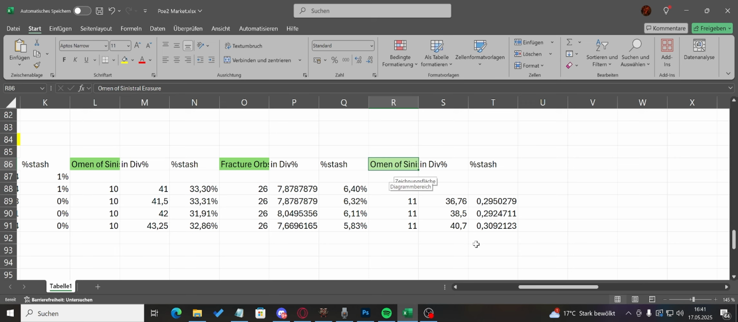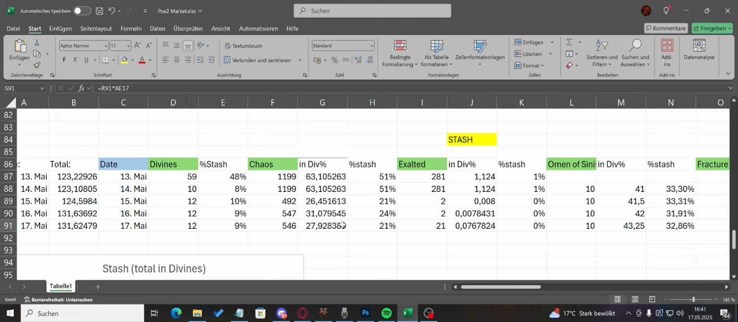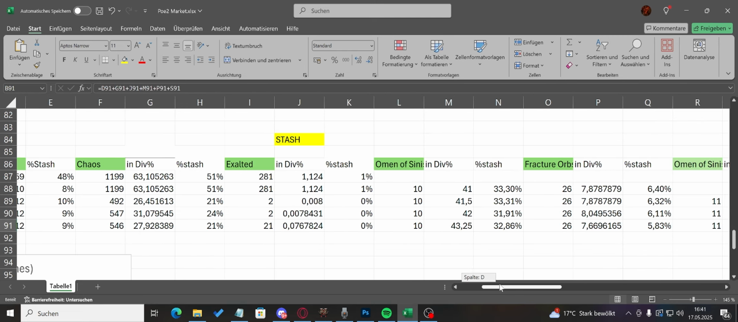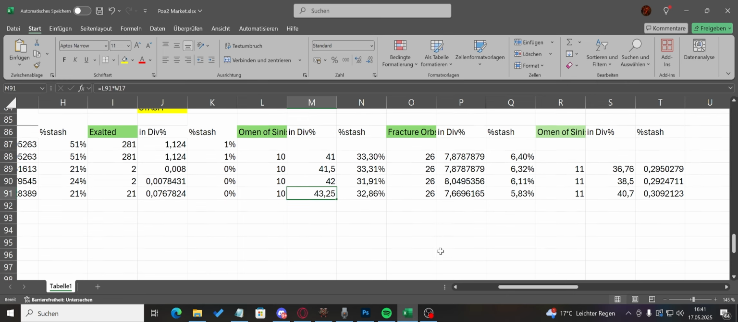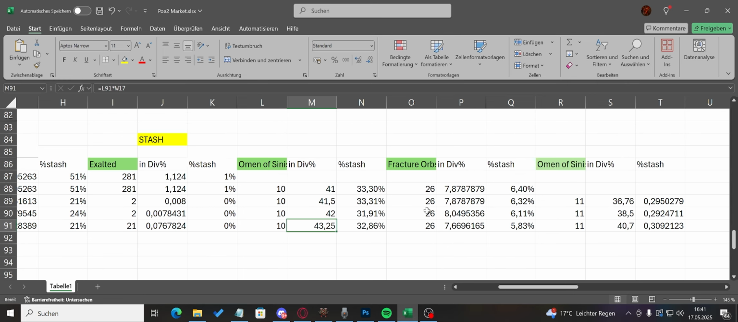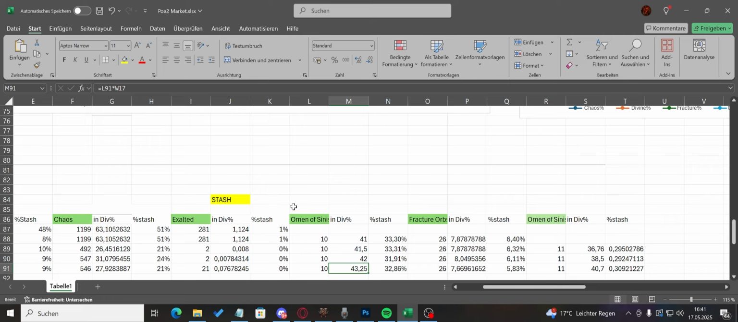And I simply type in the amounts that I have invested into the different currencies and I calculate what they are in divines, and then I make the total amount that we got. So basically, if we look at the Omen of Sinistral Annulment and the Omen of Sinistral Erasure, we can see both of these currencies for us have made us a few divines. We've gone from 36.76 to 40.7 and we've gone from 41.5 to 43.25. And yeah, so you can still hop on this train and you can still profit off of that.